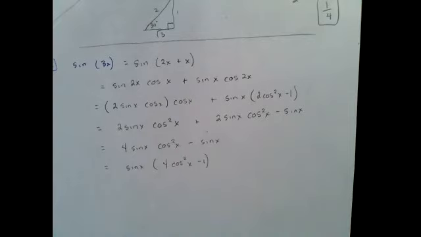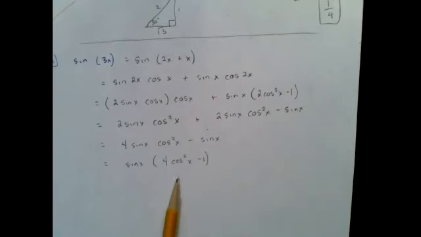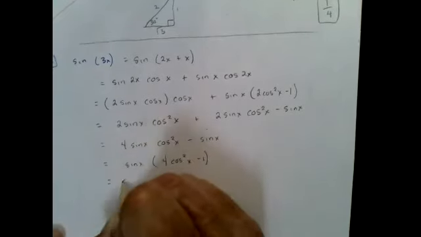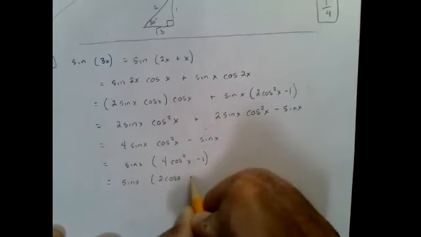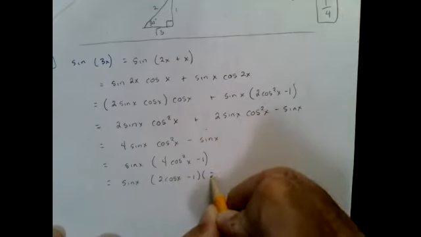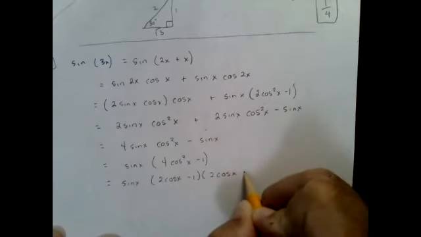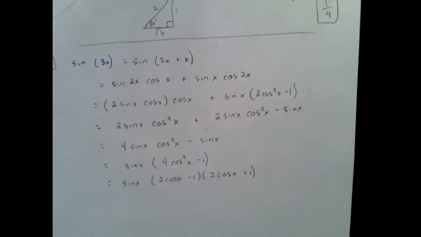And I could actually factor this, but I don't know that it's going to help very much. I could factor this into 2 cosine of x minus 1, 2 cosine of x plus 1. But I think I'm pretty much done. I don't think I can simplify it any farther.